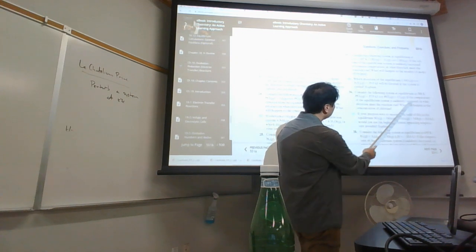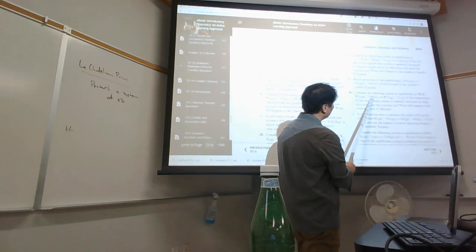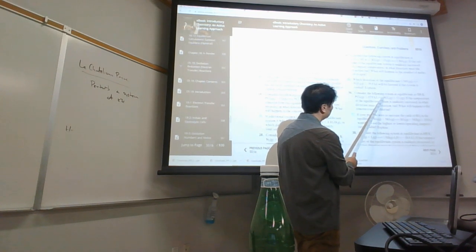Here, if the temperature is suddenly increased, we're adding more heat. If we add more heat, if it's too much heat here, it's going to shift it to the right.